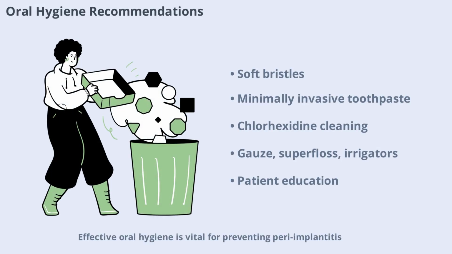Effective oral hygiene is vital for preventing peri-implantitis. Use soft, rounded bristles, minimally invasive toothpaste, and chlorhexidine for interproximal cleaning with gauze, superfloss, or irrigators. These practices help maintain healthy tissues around implants and reduce the risk of infection. Patient education and compliance are key to successful long-term outcomes.